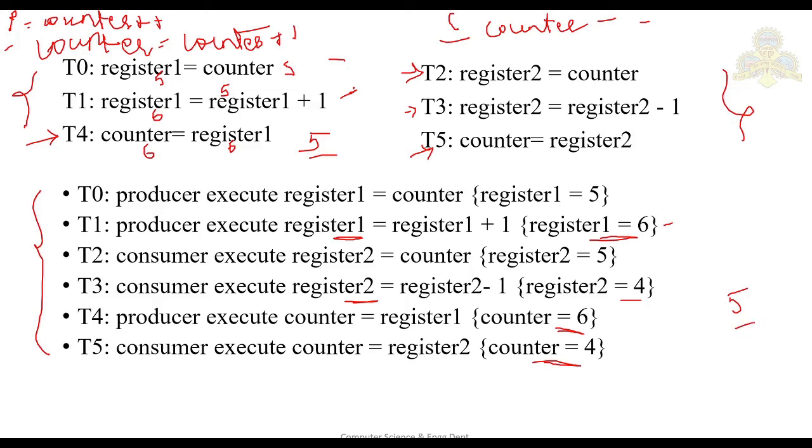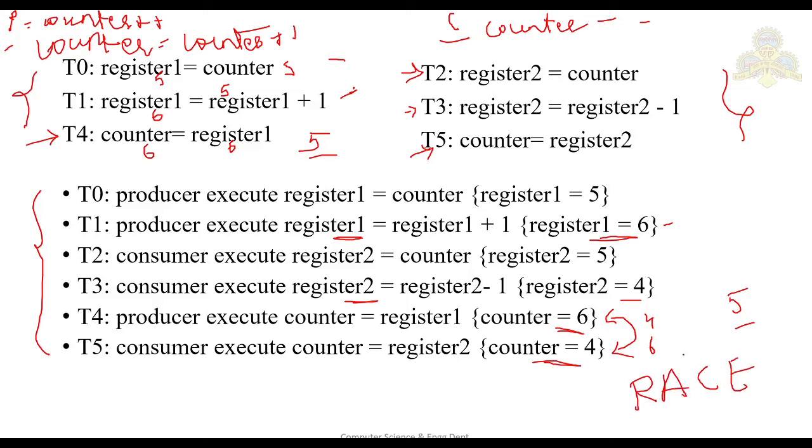The actual value should be 5. Suppose we exchange these two instructions, T4 and T5, and see if it makes any difference. No, the final output would still be 4 and 6, which is again an inconsistency. Now this condition we call a race condition.